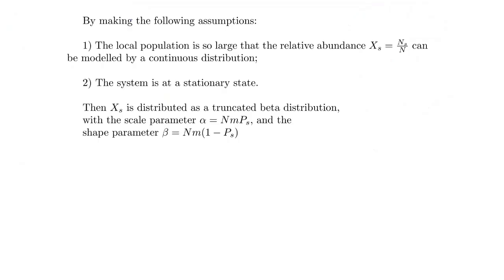And then you make some assumptions. First, the numbers are large enough so that the proportions can be properly modeled by a continuous distribution. Another one is that your system is at some stationary state, so it's been sampled enough that it's stationary. And if you do that, you find that the system will be distributed like a beta distribution, a truncated beta distribution, with these parameters.